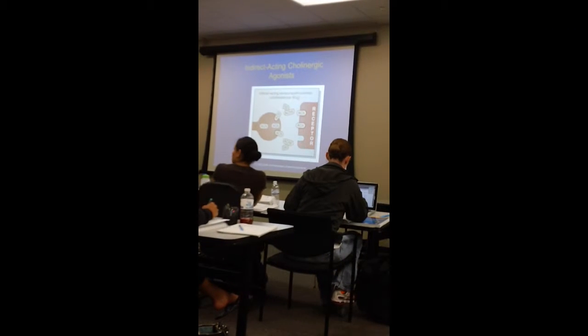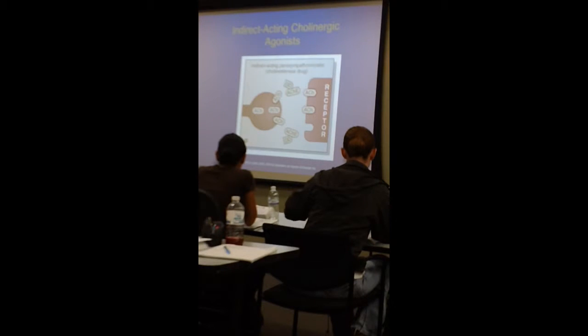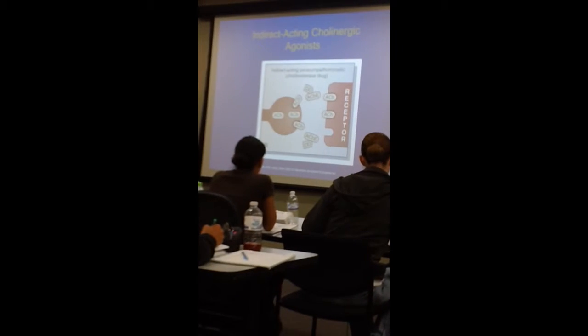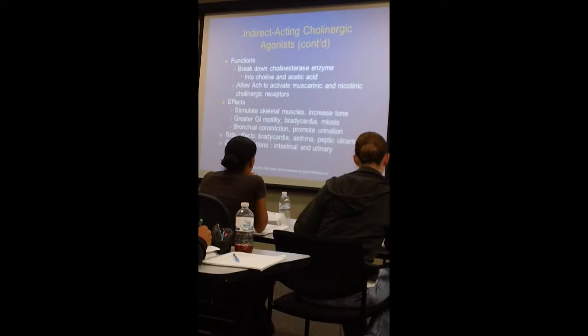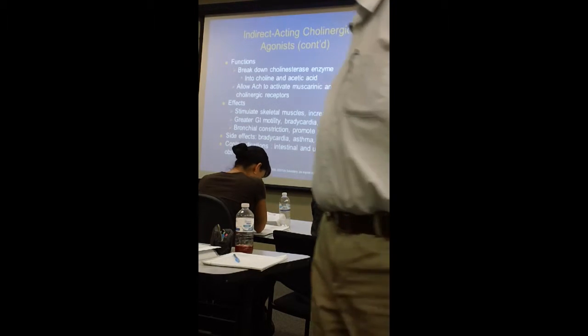Take oversight so that the receptor cannot get in. We have it so that the action is either halted or slowed down. Indirect acting, we know what indirect means. It functions to break down the cholinesterase enzyme.